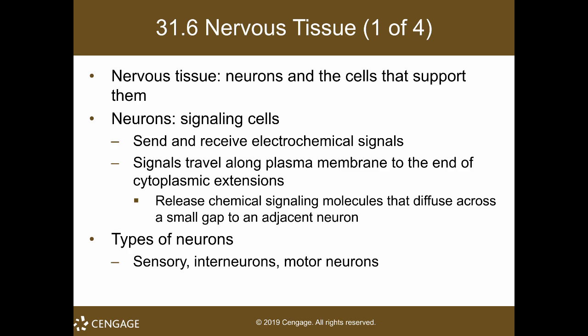So the last type of tissue is your nervous tissue. The nervous tissue is made of the neurons and the cells that support these neurons. The neurons are the signaling cells of the body. They send and receive electrochemical signals. The signals travel along the plasma membrane of the cell to the end of the cytoplasmic extension, the axon. They release chemical signaling molecules that diffuse across a small gap to the adjacent neuron. And then these chemical signals will trigger the electrochemical signal on the next cell, and then the process starts again. So you have several types of neurons: sensory neurons, interneurons, and motor neurons.